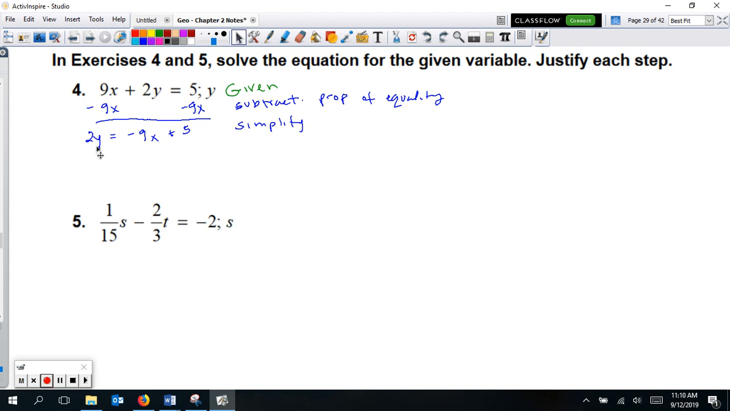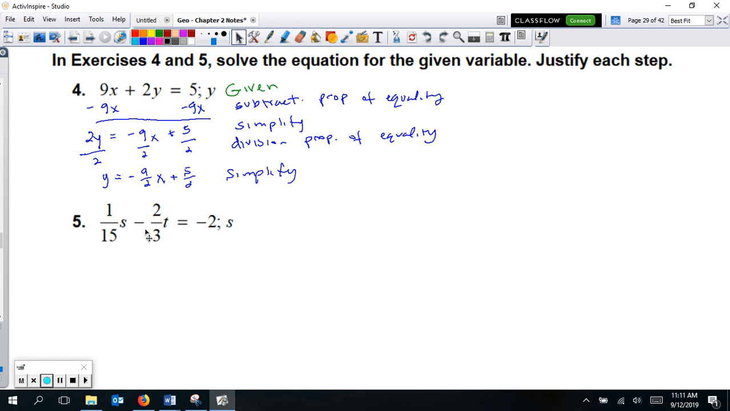And then I'm going to just get my y by itself by dividing by 2. I got to divide this by 2 to get rid of the 2. So we're going to divide by 2, not just here, but on everything. And so again, that's a property of equality. We're equally dividing it. So we're going to call that one a division property of equality. And then when I actually do the division, we're going to now see the answer for y equals negative 9 over 2x plus 5 over 2. I'm going to just say that's simplified, just simplified this down to this.